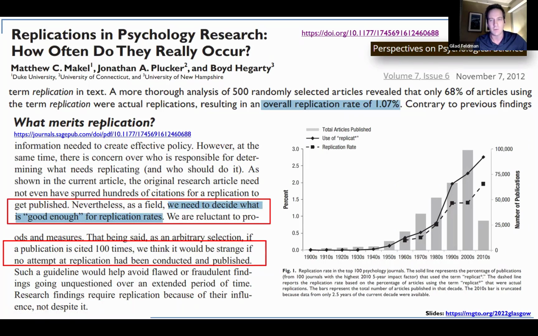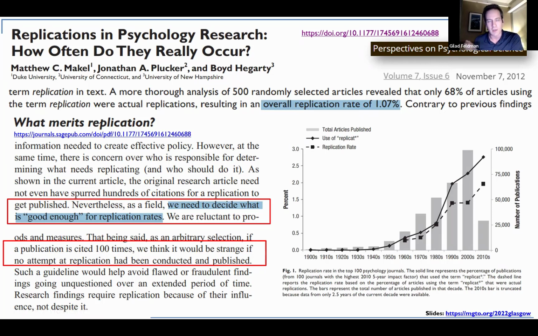And it seems like right now we're far below what most of us, regardless of open science or not, think that we should do as a field. And they also offered this rule of thumb that if a publication is cited more than 100 times, then it would be strange if there's no attempt at a replication. And I tend to agree with this.